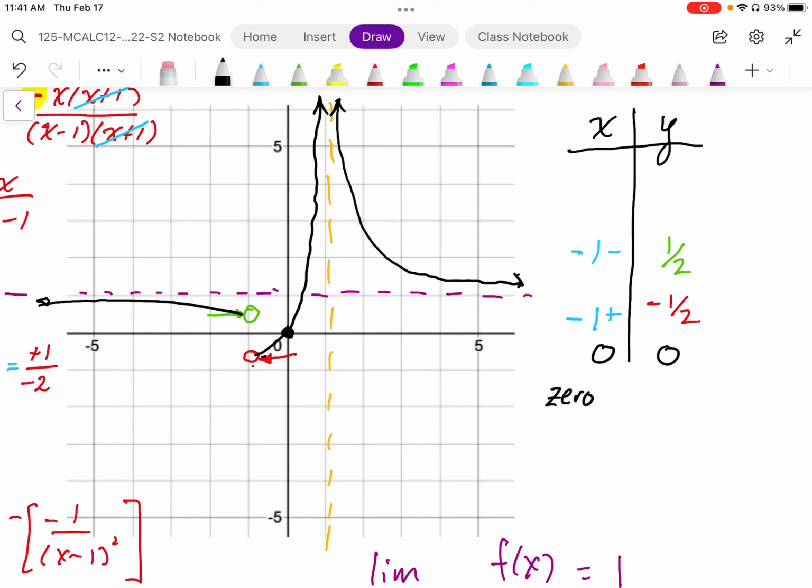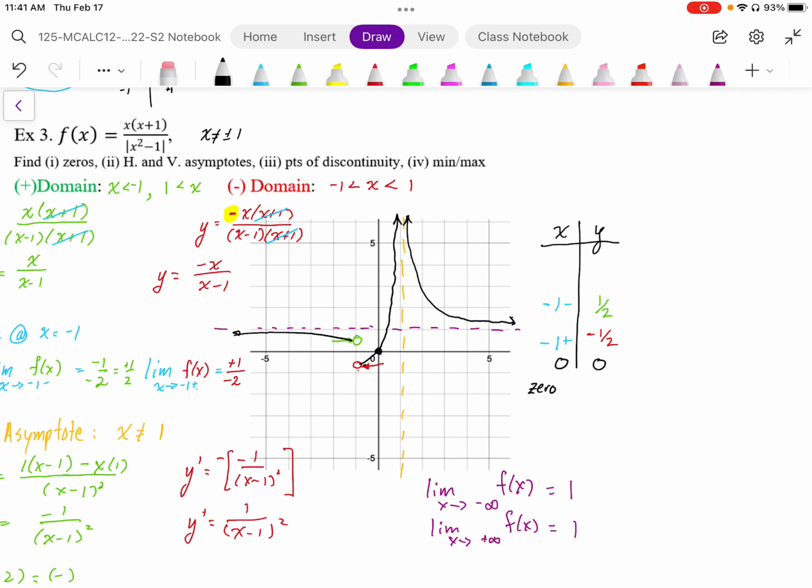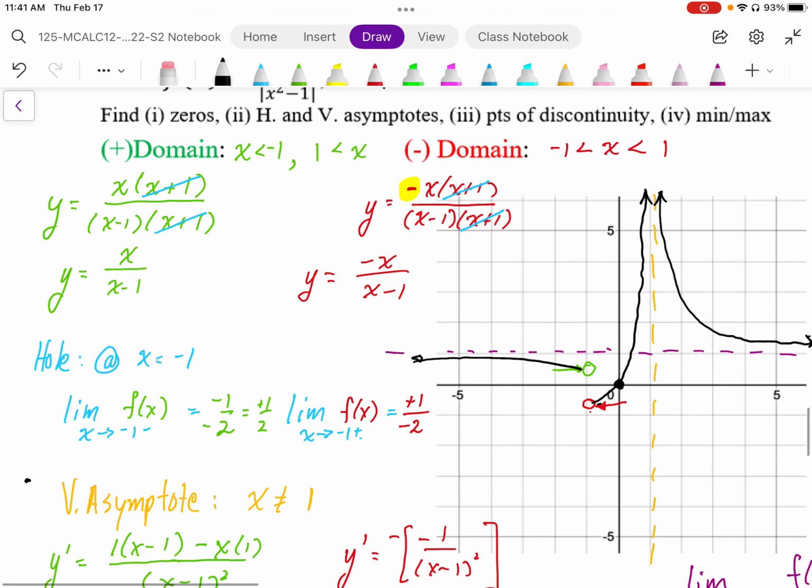So some keys to this, there are domain parts that we have to be aware of, our negative and positive domain based on the absolute value function. So it's important that we keep track of the domain boundaries. So we have different functions depending on which part of the domain we're working on. Okay, so we have to be aware of that. If I were to highlight this in green, the green domain is going to be this part and this part here. Okay, and then the red domain is going to be the part in the middle.